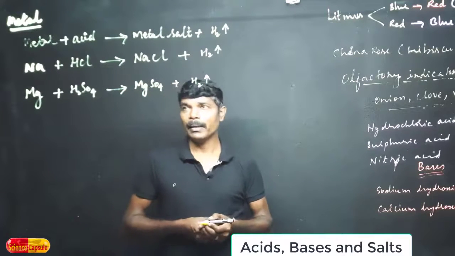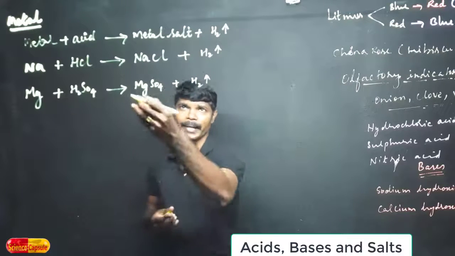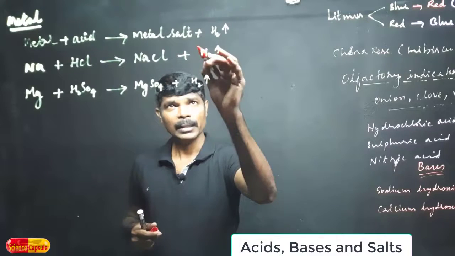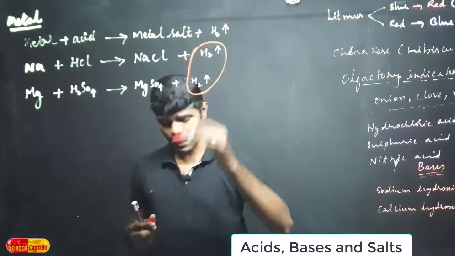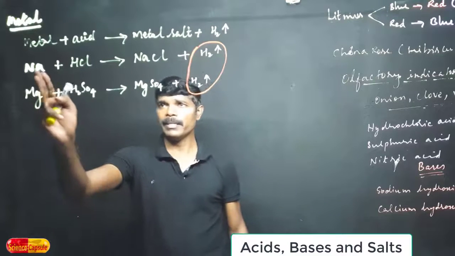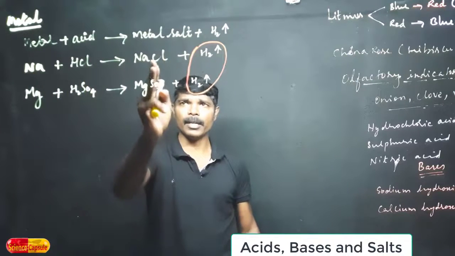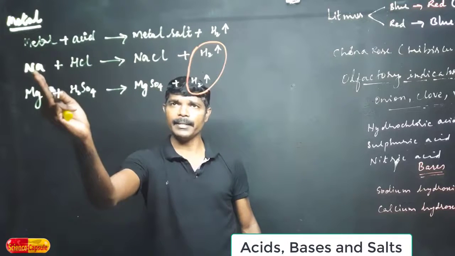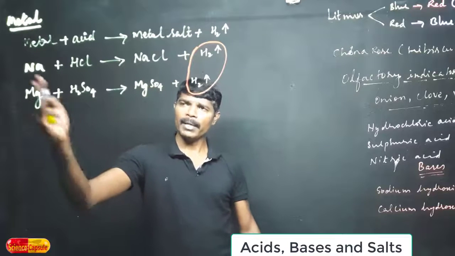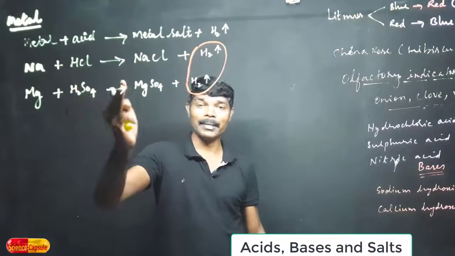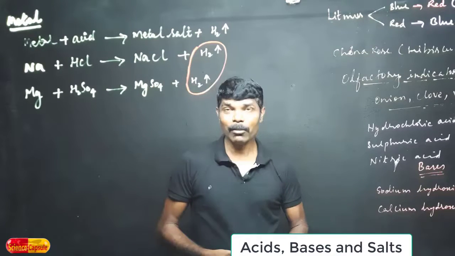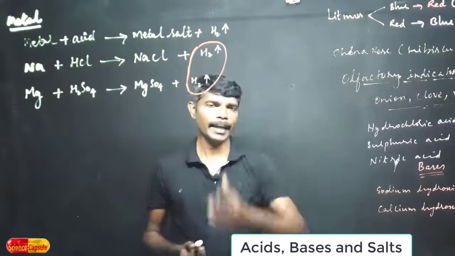So what you should remember is, whenever metal reacts with acid, the common thing we have to find out is that hydrogen gas is evolved. This is the thing you should know. In all the cases, whenever metal reacts with acids, then the corresponding metal salt is formed. If sodium is reacted, then sodium salt will be formed. If magnesium is reacted, then magnesium salt. Or if some other metals are reacted, then that metal's corresponding metal salt will be formed. But the one thing that remains common is that hydrogen gas will be evolved.